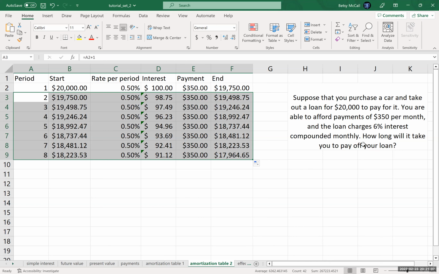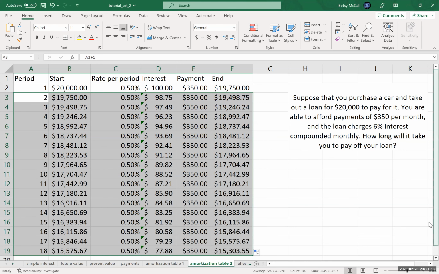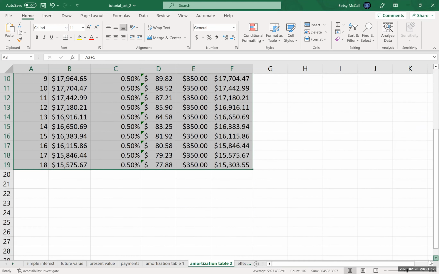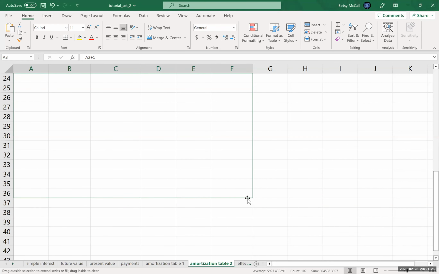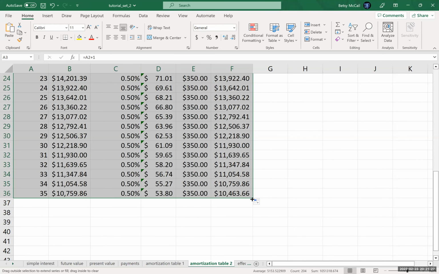And what I want to know is, how long does it take to pay this off? Well, now 18 payments is 1.5 years, and I'm definitely not there yet. Let's see where we're at 3 years. No, one more. I'm about halfway there, but not quite there.